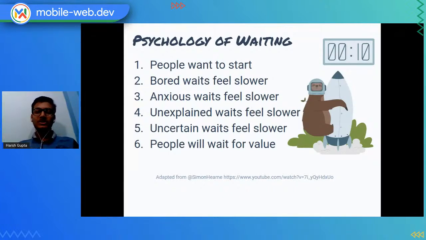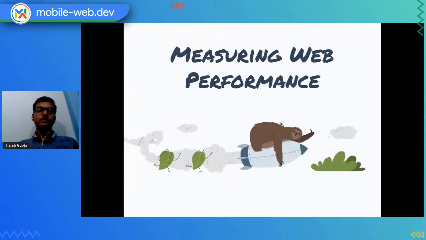Because I'm sure about it that yes, I will get my issue resolved here. And if I'm getting some value from it, then yes, I will wait. So that's how this key statement works. If you are giving them a value, then yes, the user will wait until the website loads. So this was all about understanding web performance, how it works for the user, how psychology works for the user.